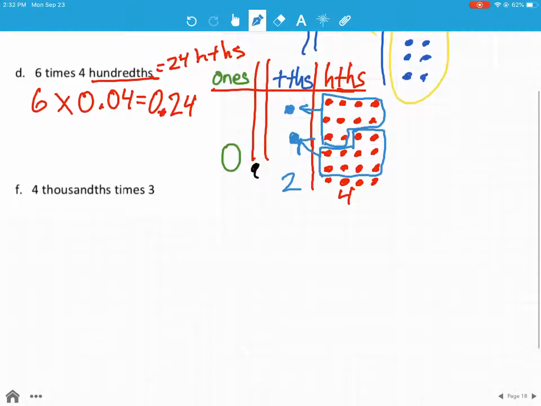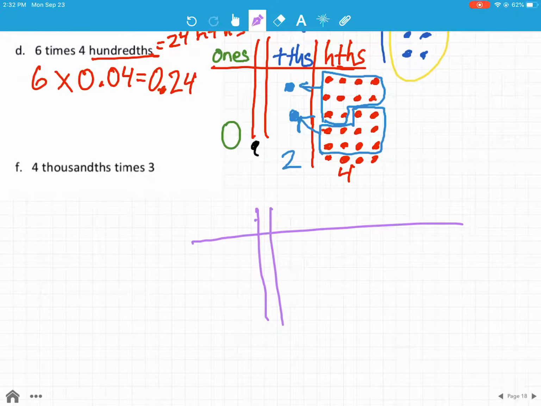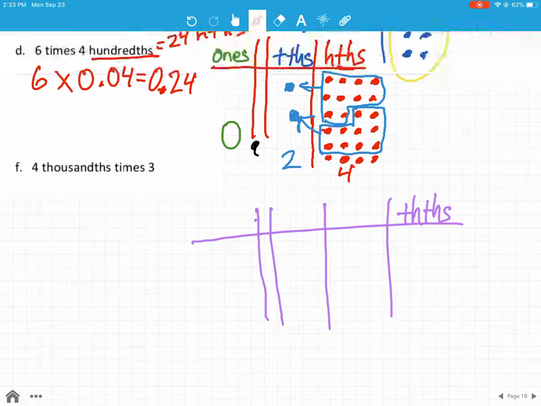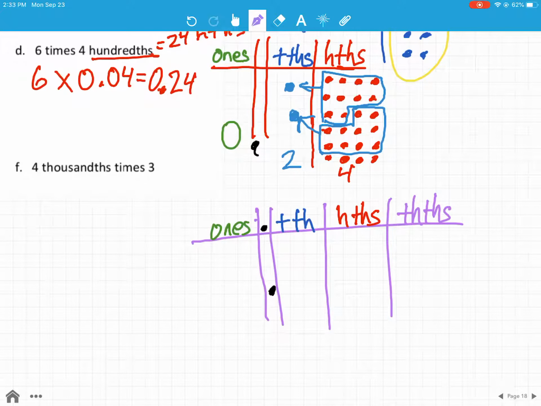Now this last one is thousandths. So we have another place value. That's thousandths. We still have our hundredths. And we have our tenths and our ones. And don't forget the decimal. All right, so we need to start off with thousandths. We're going to start off with 4 of them.